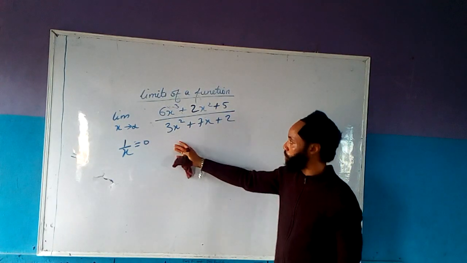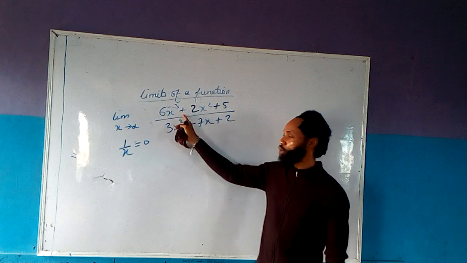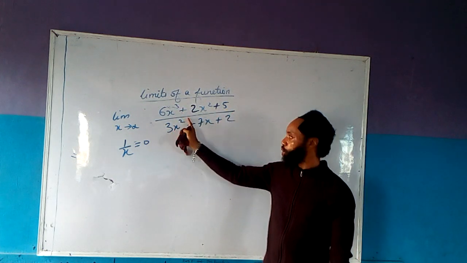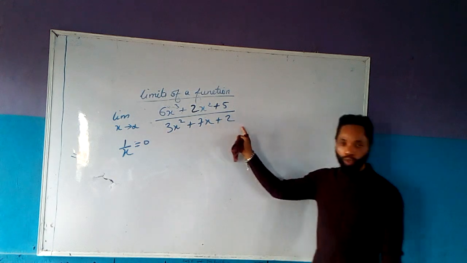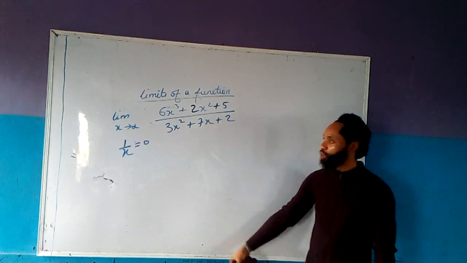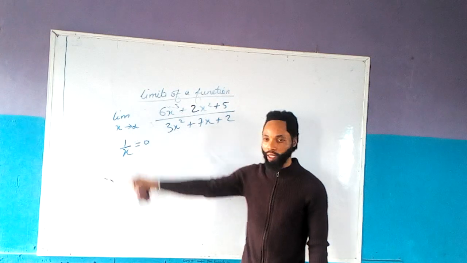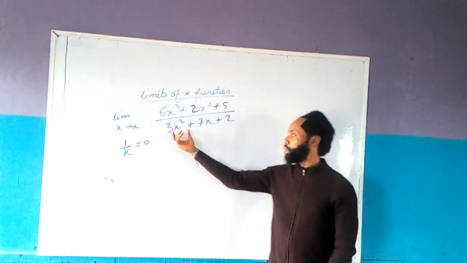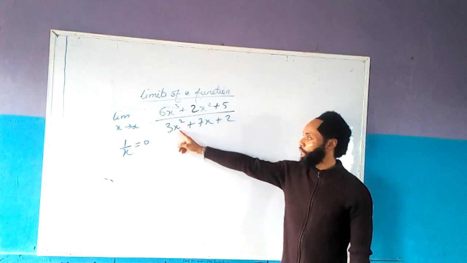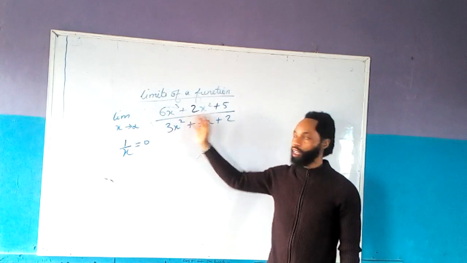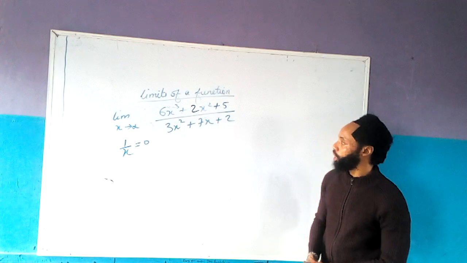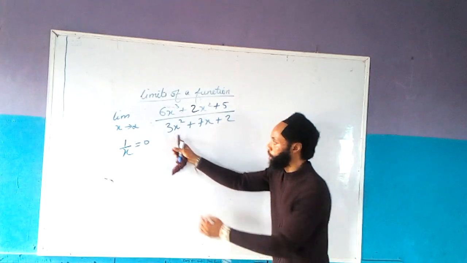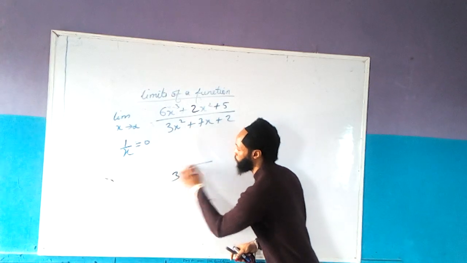Okay, we have another question here. 6x cubed plus 2x squared plus 5 all over 3x squared plus 7x plus 2. We are asked to evaluate as x approaches infinity. In the same way, we divide through by the highest what? Variable in our denominator. That's what? X squared. So dividing through by x squared. If we divide through by x, so what are we going to be left with? If we divide this by x, so what are we going to be left with here? 3. Is it not true?